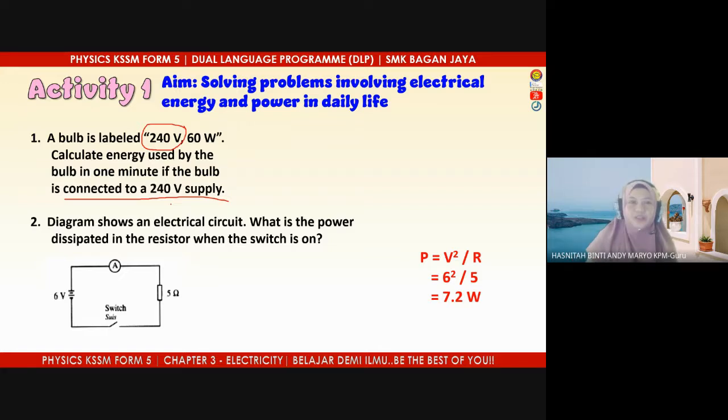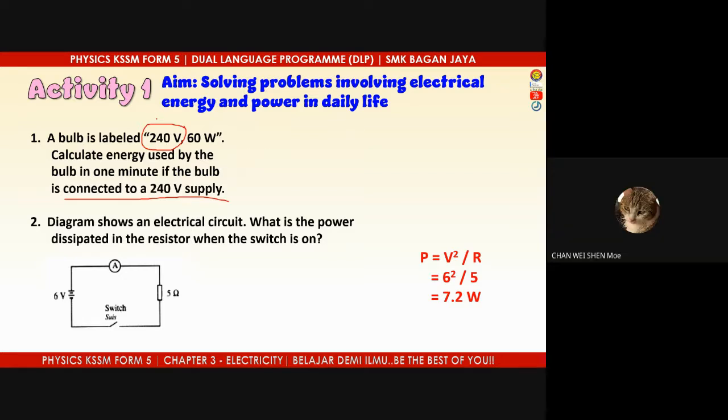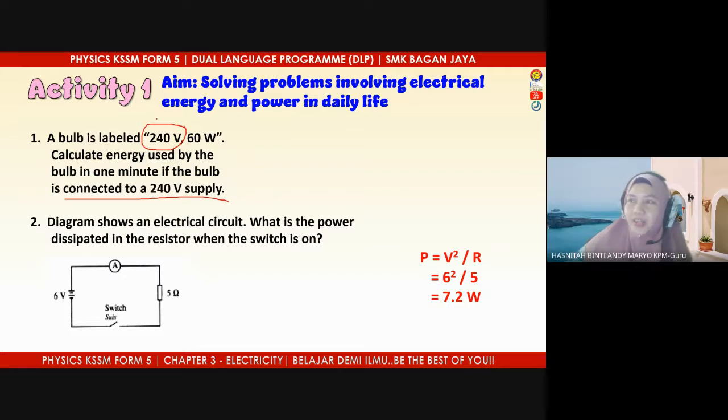Once you get it, you can share your answer in the in-call messages. Try to calculate number one. From this label, they give you two pieces of information, the voltage and the power. Teacher, yes, my answer is 864 kilojoule. Which one? For number one. Yes. Okay, later we check. Can you write it in the in-call messages? Can you type?